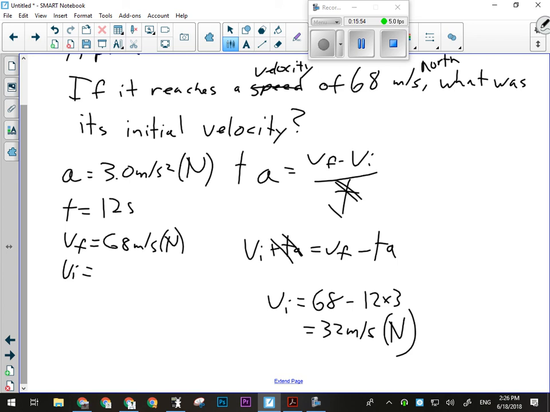Remember I was telling you that you need to know which things are scalar and vector so that you remember to put a vector on quantities that you solve for that are vector. All right, what else, guys?